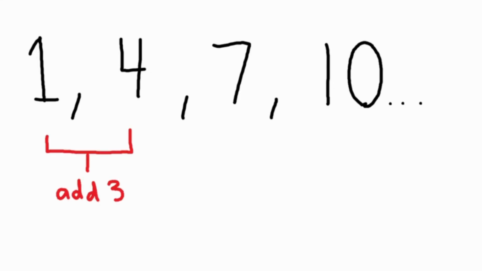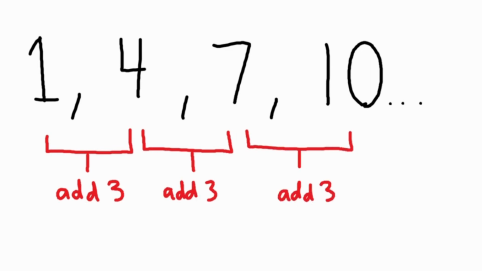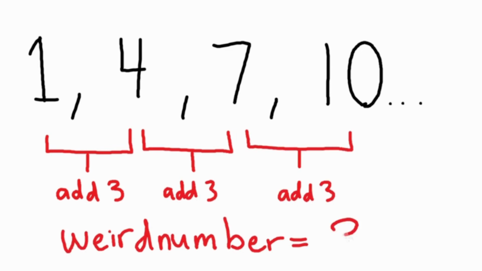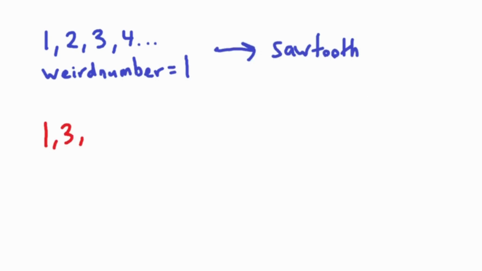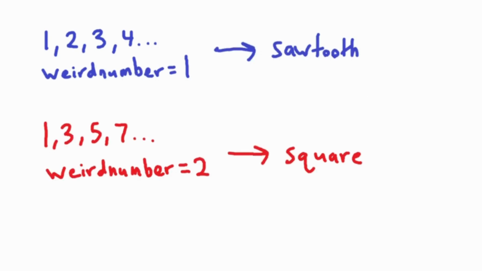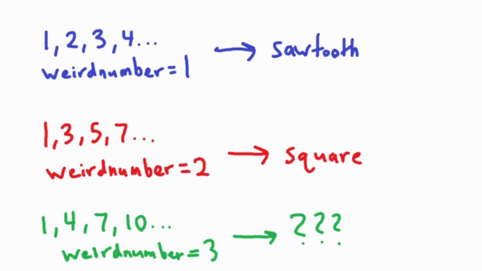Actually, let's make a variable that describes how many harmonics we skip. Let's call it weird number. So weird number equals 1 makes a sawtooth. Weird number equals 2 makes a square. Now let's build the series with weird number equals 3 and see what happens.